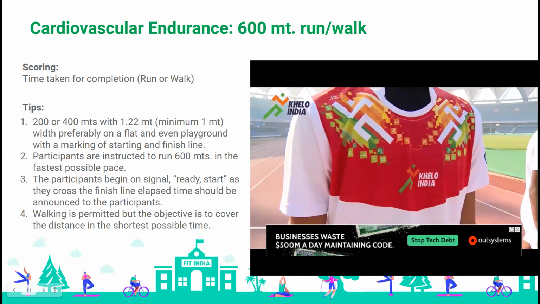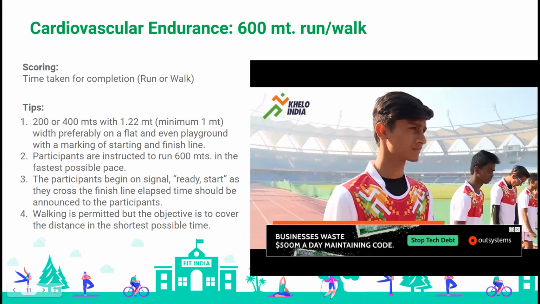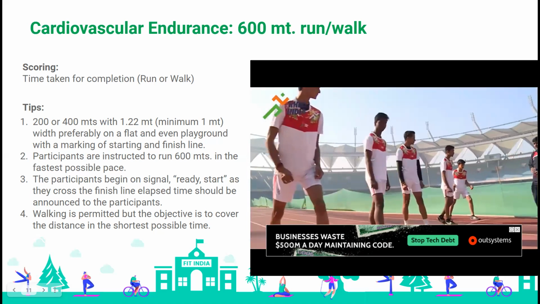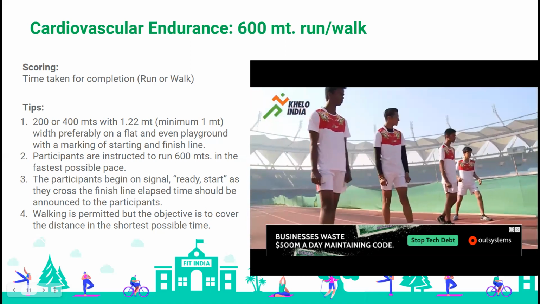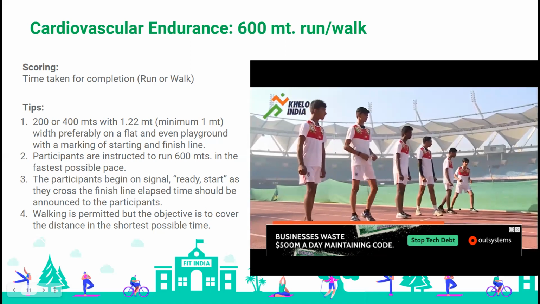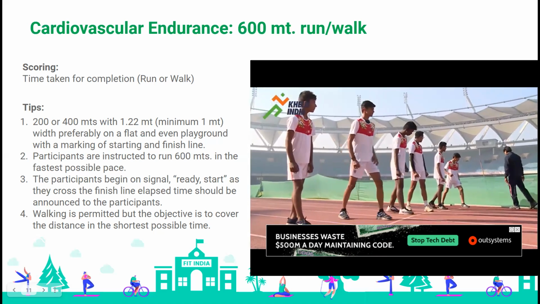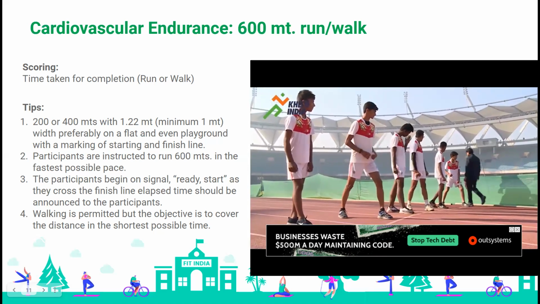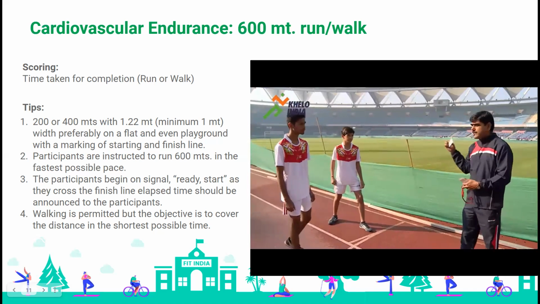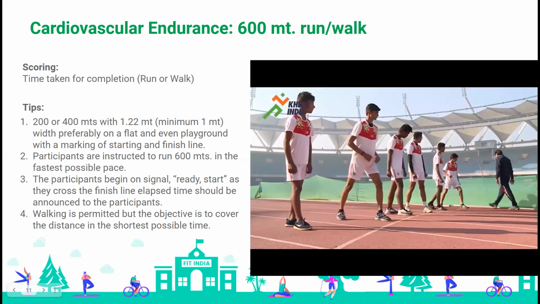The aim of the 600-meter run is to measure cardiovascular fitness and endurance. The test involves running a single sprint over 600 meters. Participants should start from a stationary standing position with one foot in front of the other. The front foot must be behind the starting line. Participants are instructed to run 600 meters at the fastest possible pace.